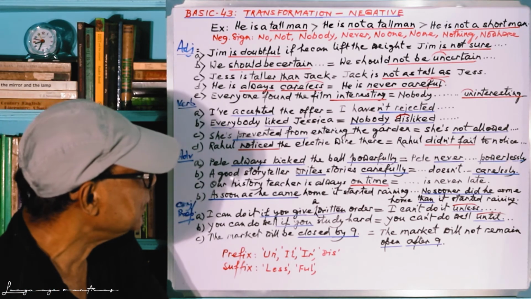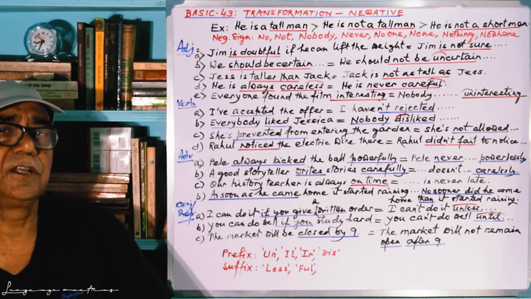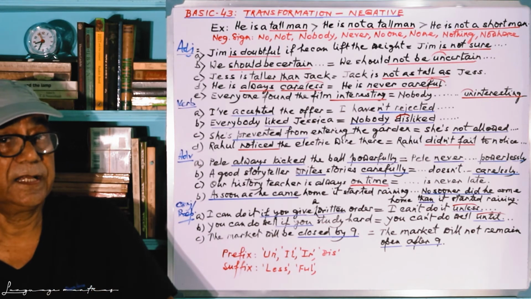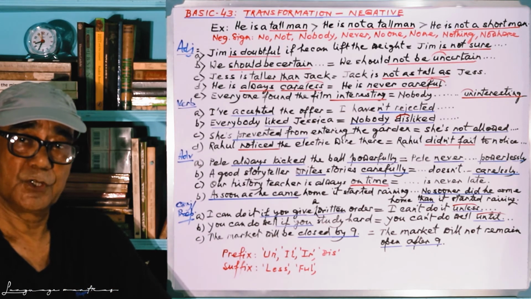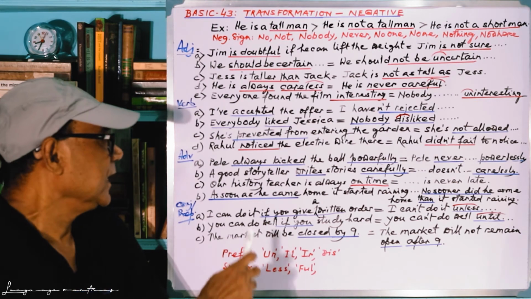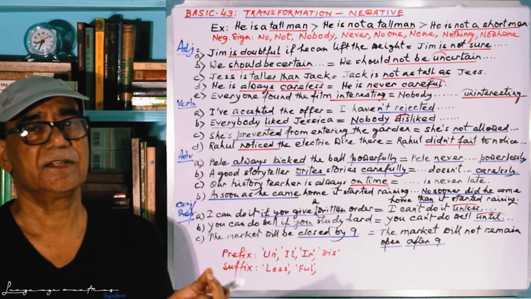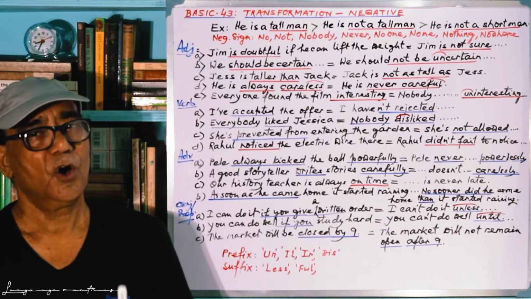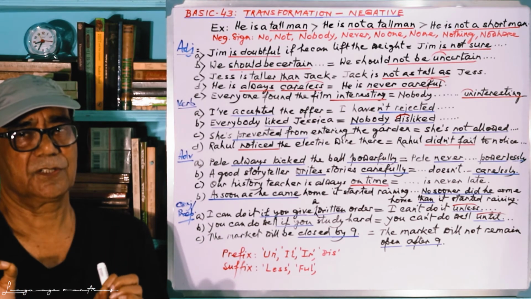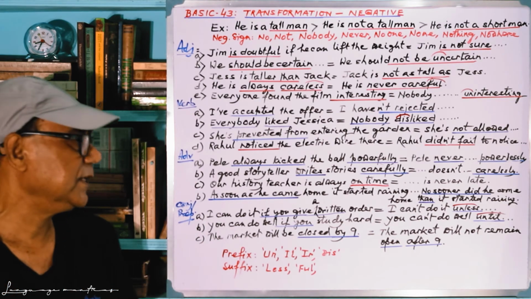Our history teacher is always on time. Very simple. Our history teacher is always on time. Always, as we have already learned, will become never. So our history teacher is never late. So you see, he is always on time means he is never late. These two sentences give almost the same meaning. Sometimes meaning may slightly differ, but the basic sense of meaning is always there.